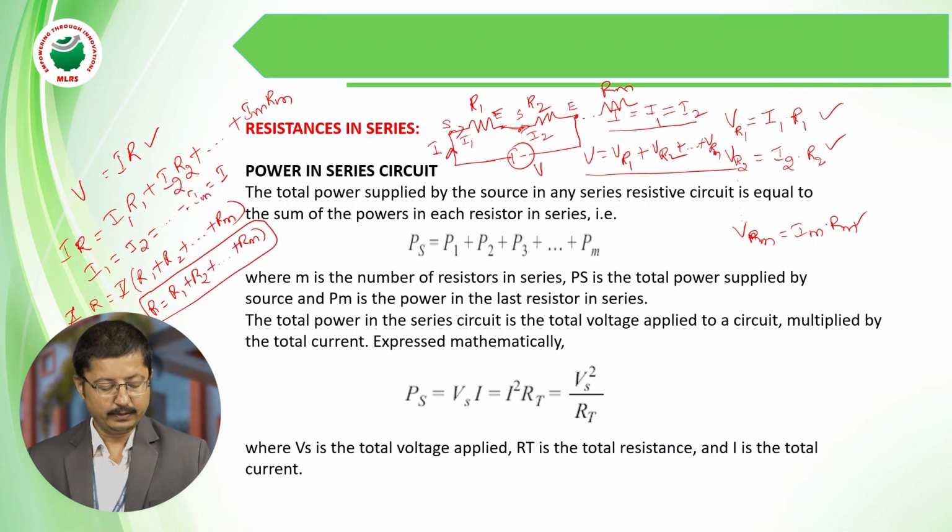So in series circuits, what we have to conclude is that the current that flows into the series circuit will be the same, but the voltage across the elements will be different.